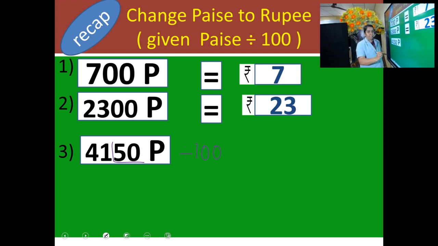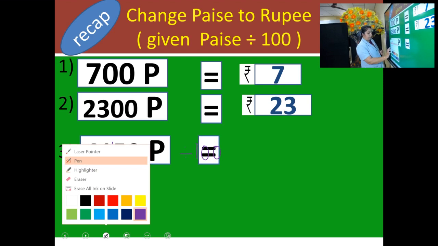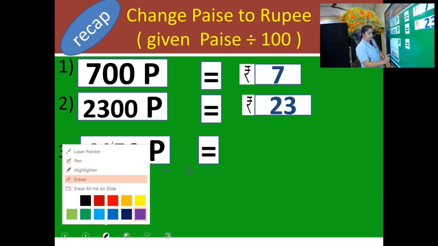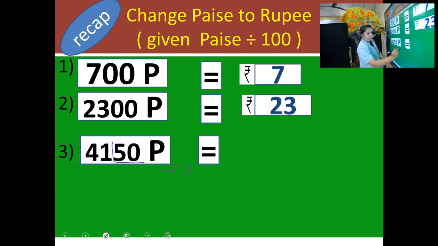Is it clear? So how do we write the answer? If you are dividing by 100, you have to remove the last two places, that is 50. 50 has the value, so we can't throw it out. You have to write rupees and paisa.